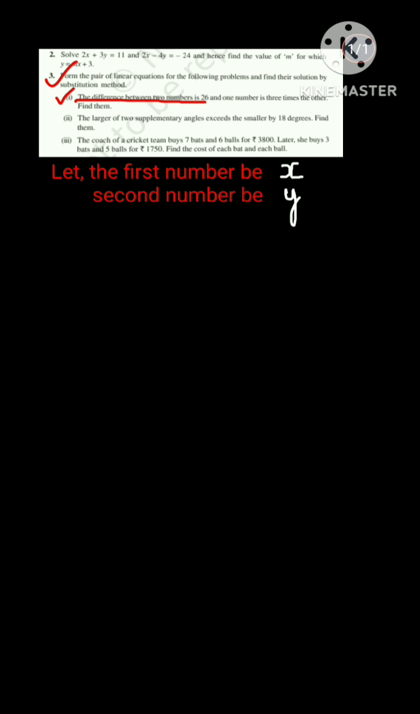So simply here we can make our first equation like this, and here our first number is x and our second number is y. So x minus y will be 26. In this way, according to first conditions, we have made our first equation. This is our first equation, right?